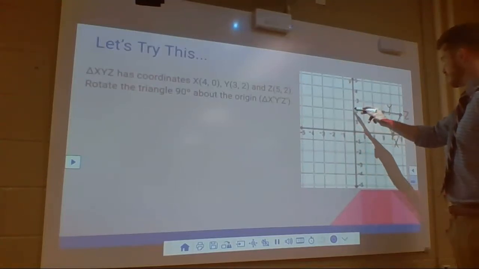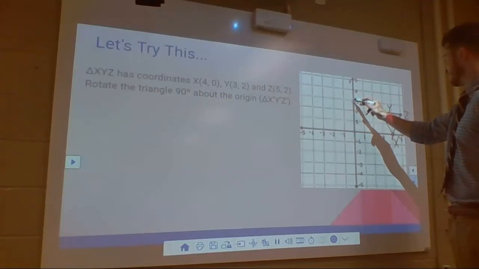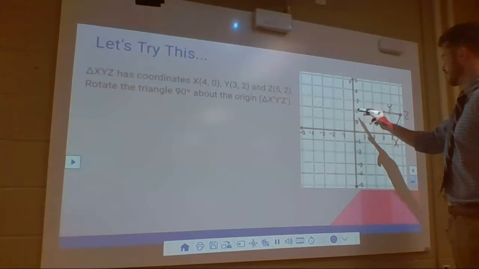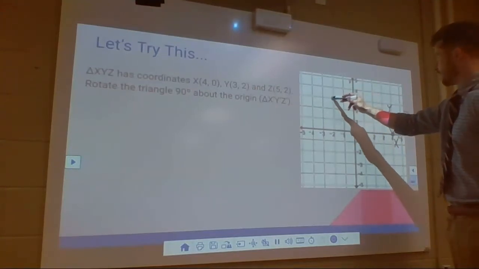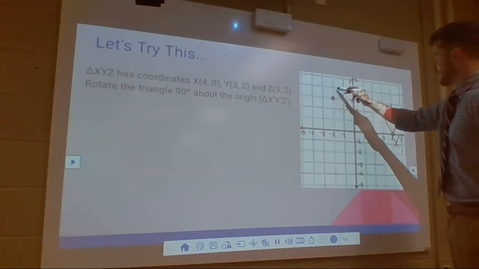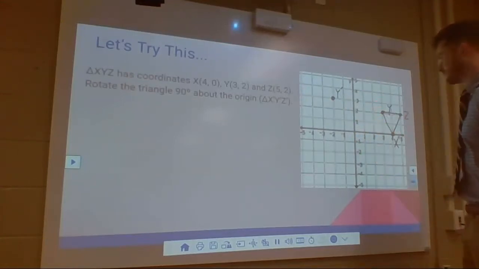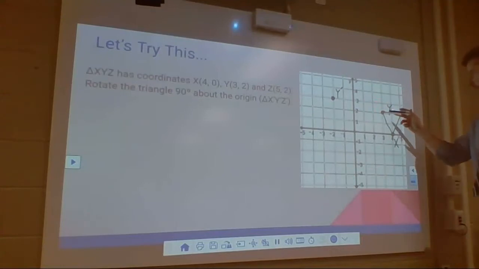So 1, 2, 3 away from the x-axis, and then 2 units away from the y-axis. So 1, 2, 3 away from the x-axis, 1, 2 units away from the y-axis, and that's going to be y prime. One more time, because point y, and let me draw that a little better. I'll put point y right here.